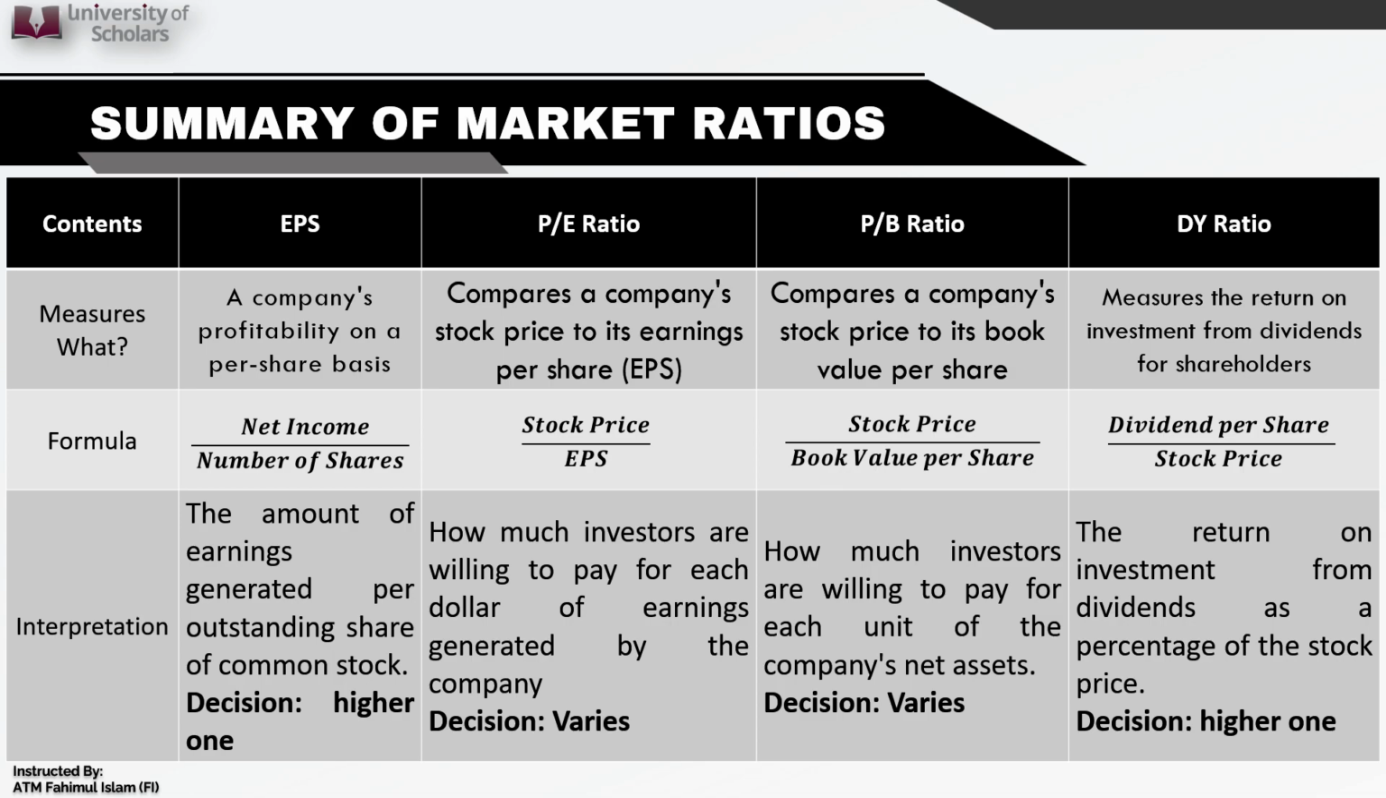The PB ratio, price to book value ratio, compares the company's stock price to its book value per share. It indicates the market valuation of a company in relation to its net assets. It is basically determined by dividing the stock price by the book value per share. The result indicates how much investors are willing to pay for each unit of the company's net assets.